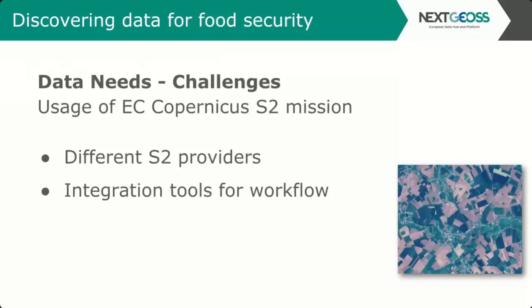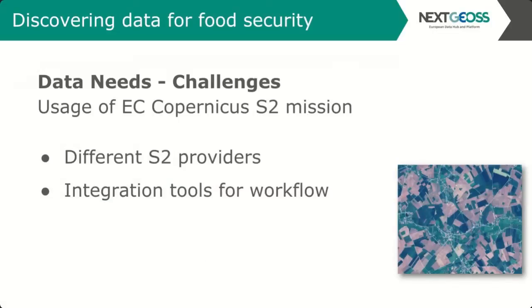And also, if they have the data, how can I use this data and download it in an efficient way to make sure that I can use and process it within my workflow that I'm running to generate these vegetation indices? So these are two of the main challenges that we faced when we tried to expand the vegetation indices process to, for example, another country such as Mali. And this is where the NextGEOSS Data Hub comes in and helps us with this.